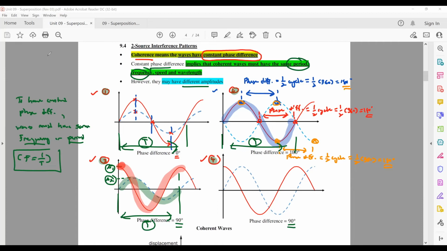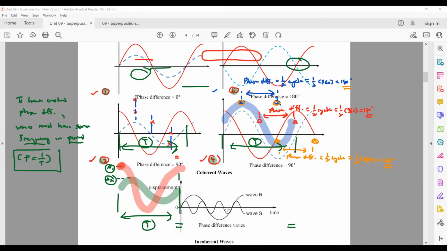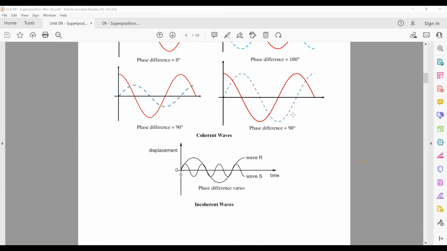So what if you do not have the same period, you do not have the same frequency? If you do not have the same period or same frequency for the waves, you're not going to have coherence. If you look at the diagram below here, the fifth diagram, let me clear off whatever I have here. If you look at the last diagram, the fifth diagram here, you again have two different waves, but you see here the waves are clearly not having the same period or frequency. You have wave R that looks like this, and then you have wave S that looks like this.